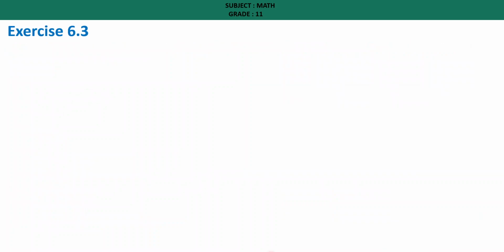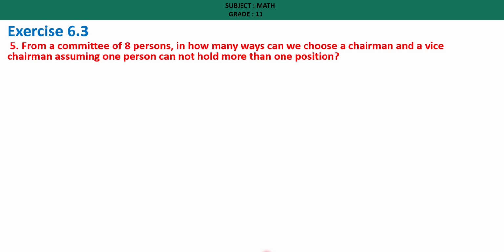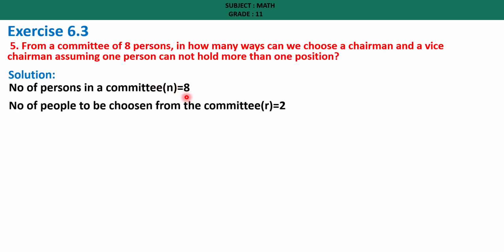Let us solve exercise 6.3 question number 5. From a committee of 8 persons, in how many ways can we choose a chairman and a vice chairman, assuming one person cannot hold more than one position? Solution. The number of persons in a committee we will consider as n, that is equal to 8. The number of people to be chosen from the committee we will make as r = 2.